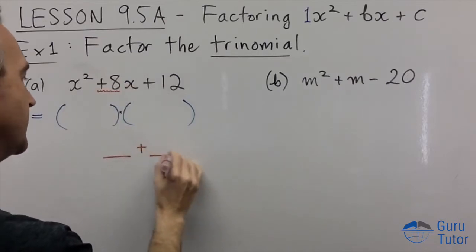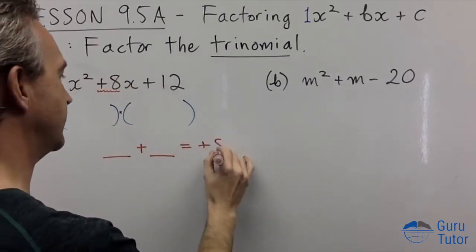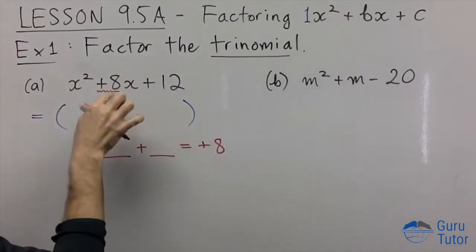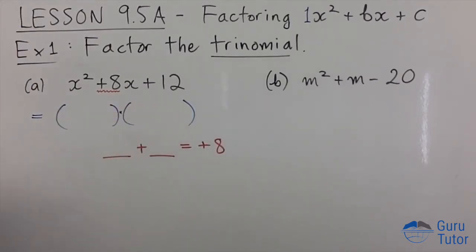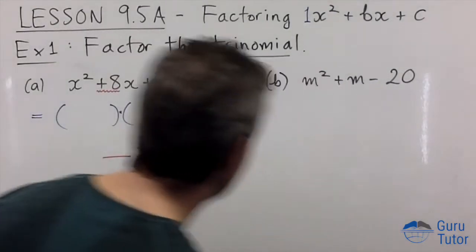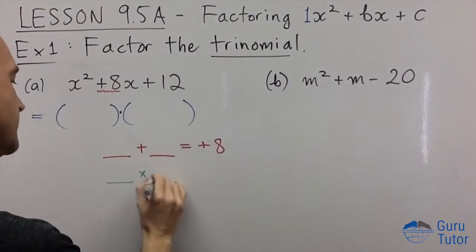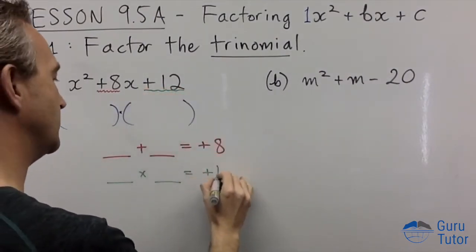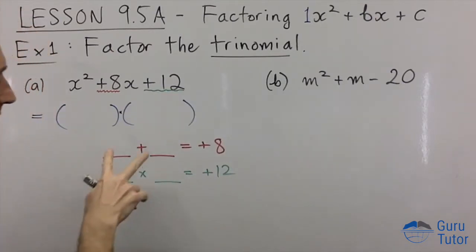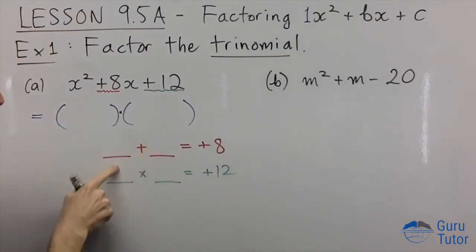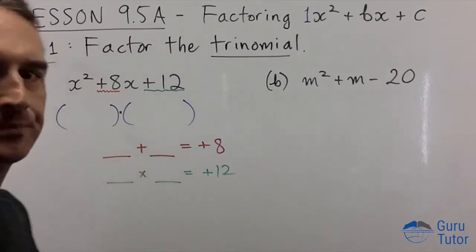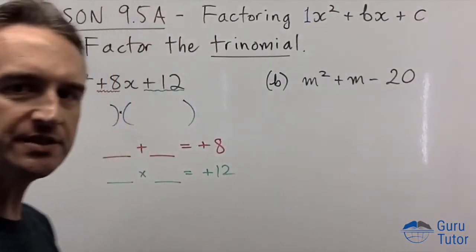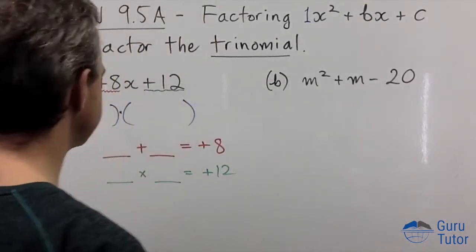Something plus something must equal that plus 8. We're looking for two numbers that add to give plus 8. And we are also looking for those same two numbers to multiply to give plus 12. What are they? And it's got to be the same two numbers. This and this has to be the same, and this has to be the same. What are the two numbers? Well, you just test. Let's give it a try.